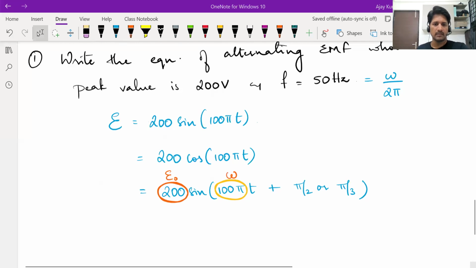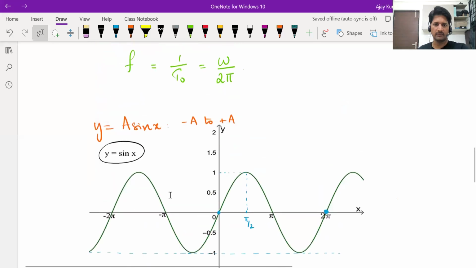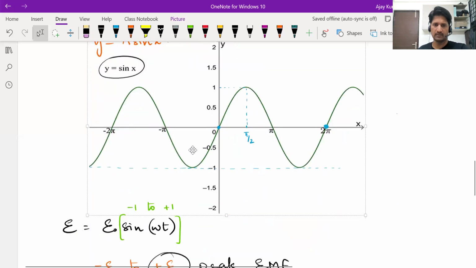Yes, sir. In fact, you can consider this function. When you add a constant inside the function, like see here we have the graph for y is equal to sine x. When x is 0, the y value is 0. Let me copy this, just a moment.